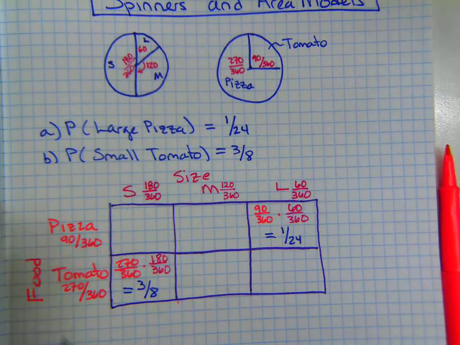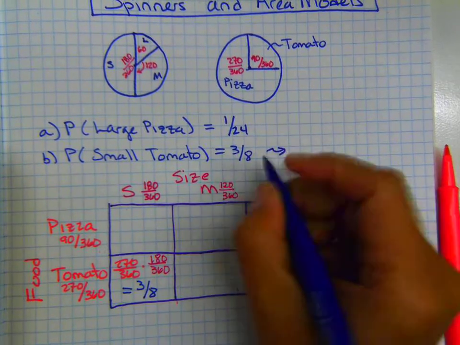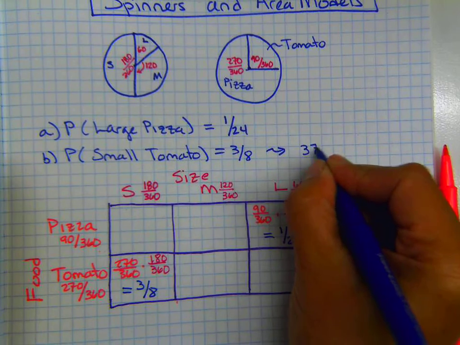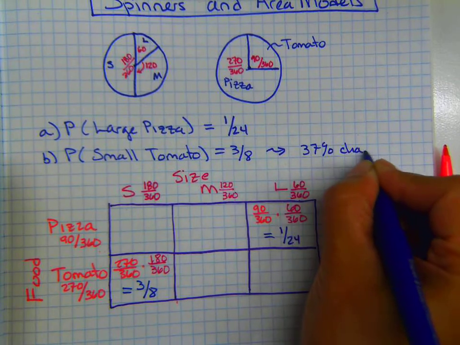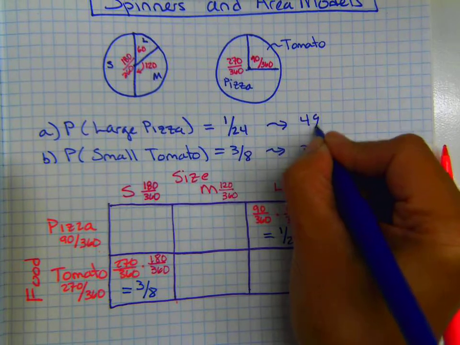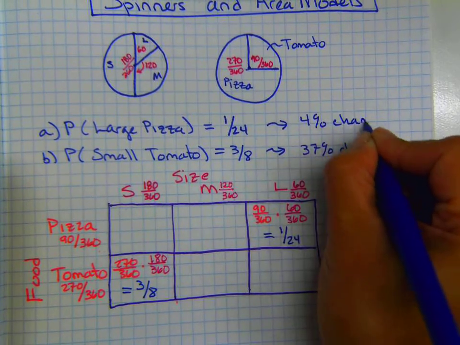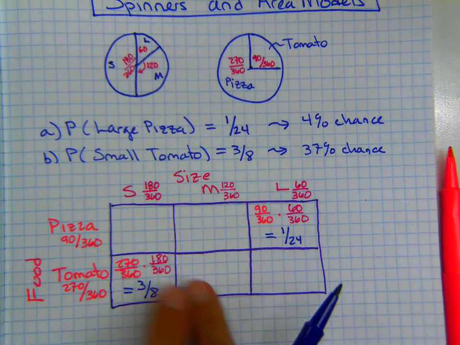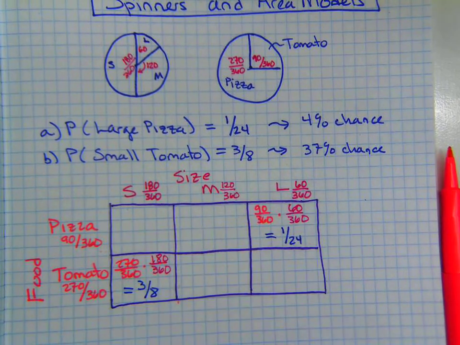And just for fun, I could write it down. We want to write all of our probabilities in terms of fractions, but we could say there's a 37% chance, or 38 if I rounded it. And then there's also a 4% chance of getting that. If you want to, you could practice and get those values in there. I'll let you do that on your own, and you can compare with your teacher later.